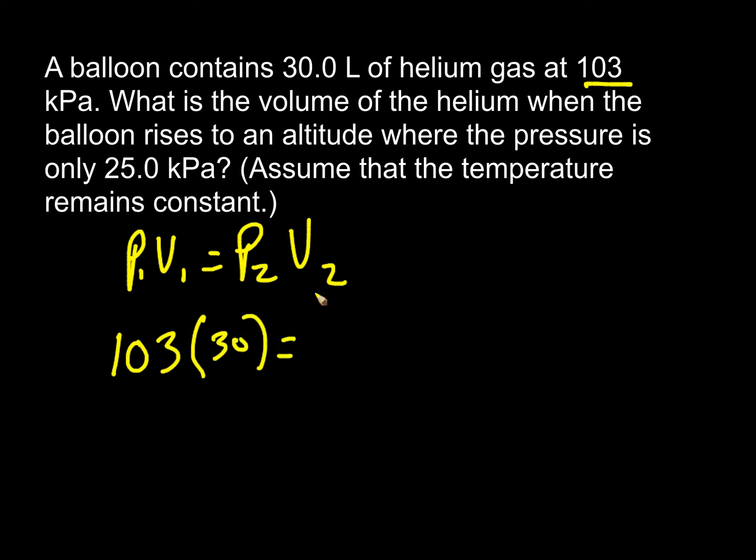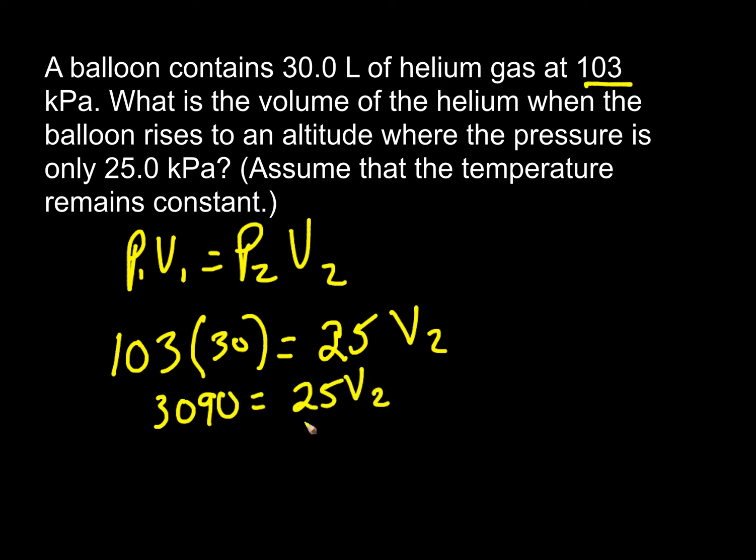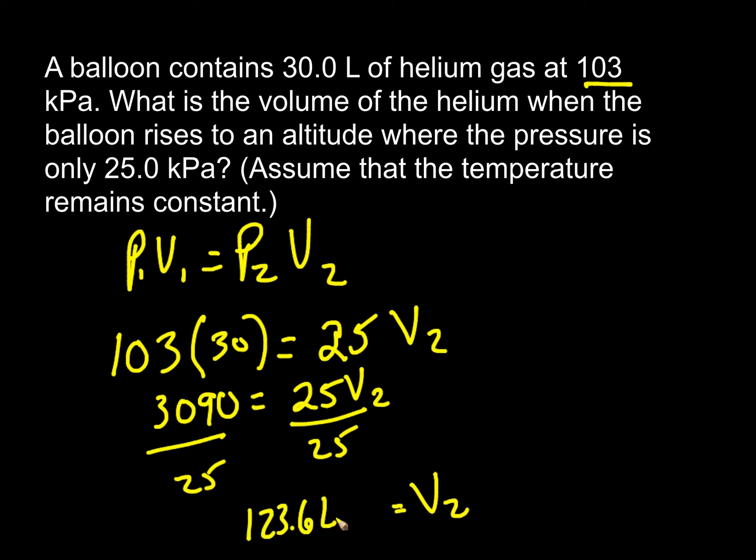Equals, we know our second pressure, it's 25 kPa, but we don't know our second volume. So we have 103 times 30, which would give me 3,090, which is equal to 25 V2. So how am I going to get that V2 variable by itself? I'm going to divide by 25. And I get 123.6 liters.